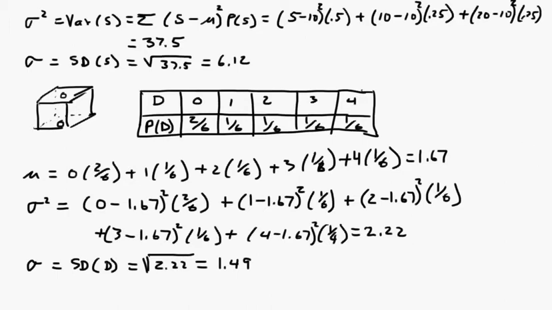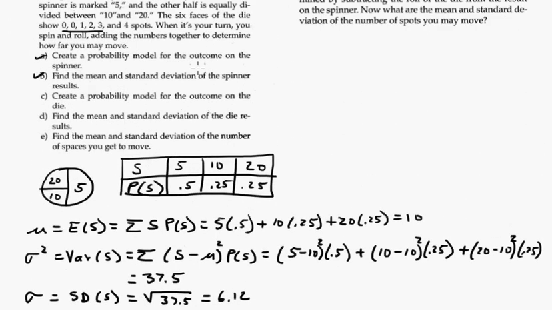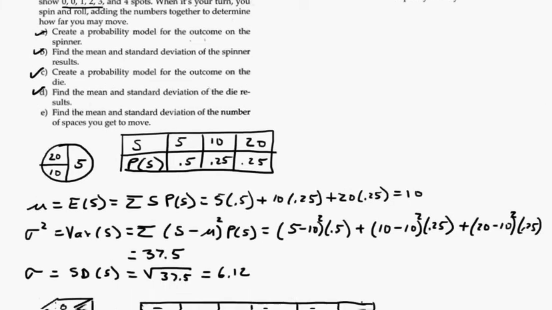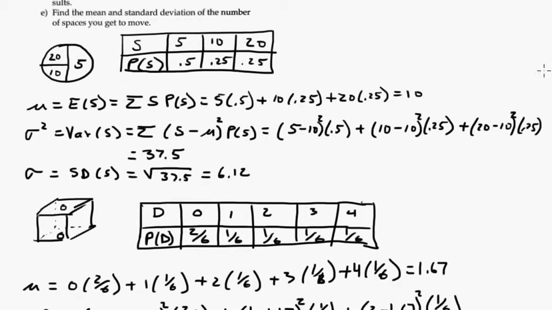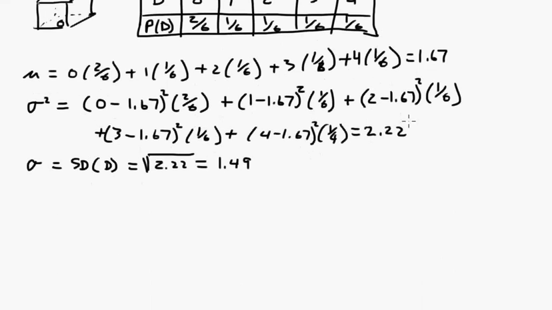Okay, so I think that gets us through. That's just all the model build-up stuff. So now we have a question. Find the mean and standard deviation of the number of spaces you get to move. I think this is a weird game. In order to get your moves, you spin the spinner and you roll the die. So what they're asking us is, what's the expected value of the spinner plus the die?